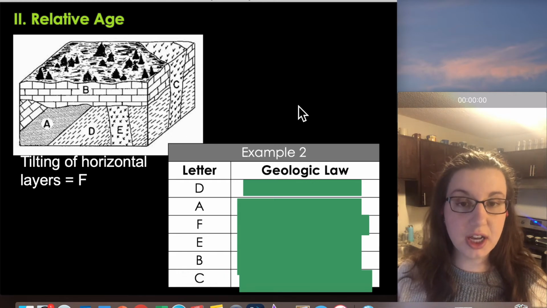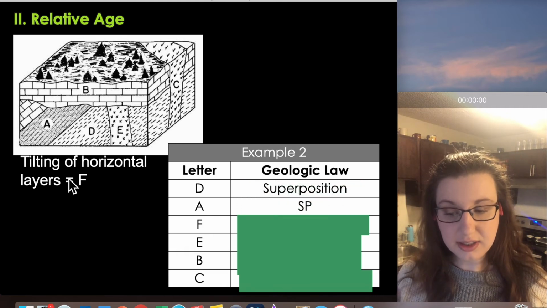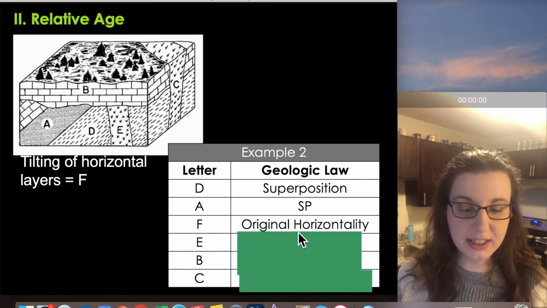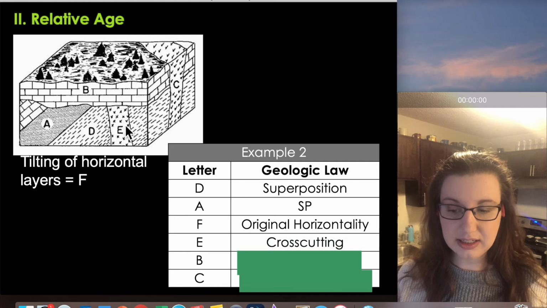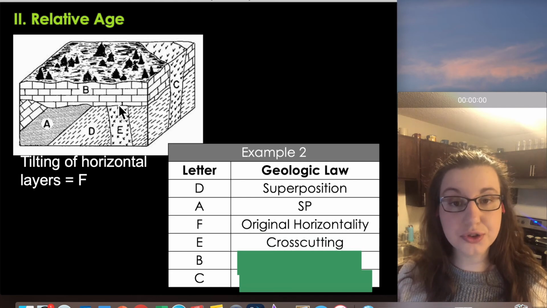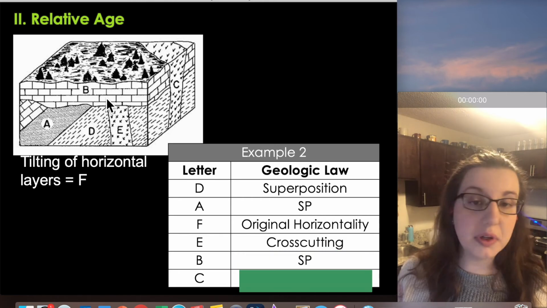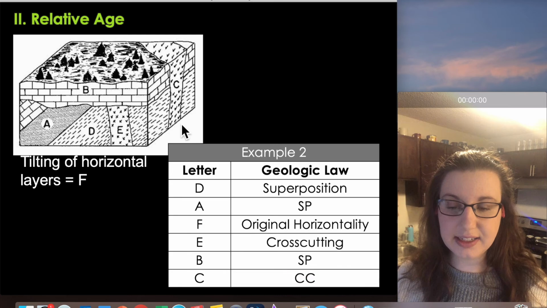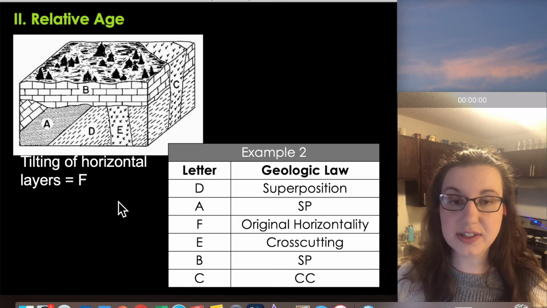And then the geologic law that goes with them all: superposition for D and A. F, anything about tilting or shifting or folding, is original horizontality. E, that is a fault, or an igneous intrusion, so that is cross-cutting. B, just a normal horizontal layer, so it's also superposition. And last one, our igneous intrusion, is C for cross-cutting. So that is our second example.